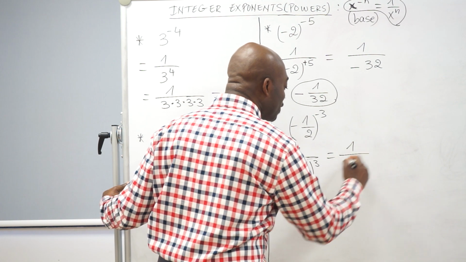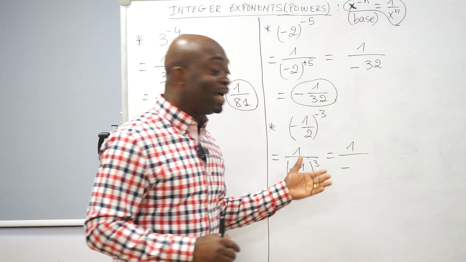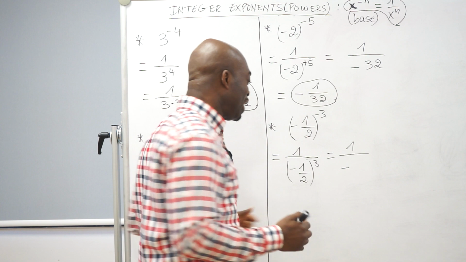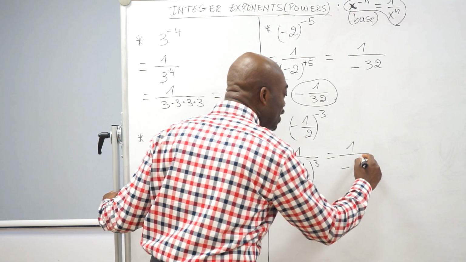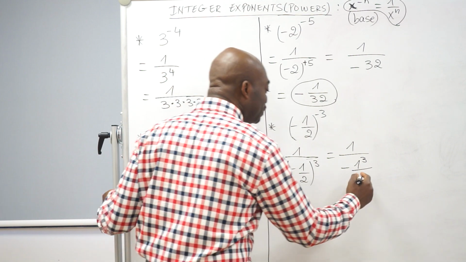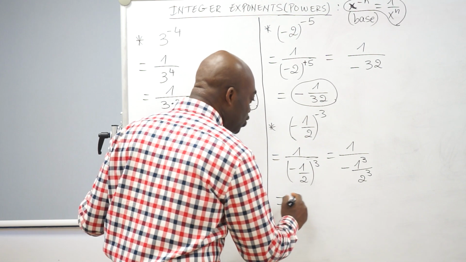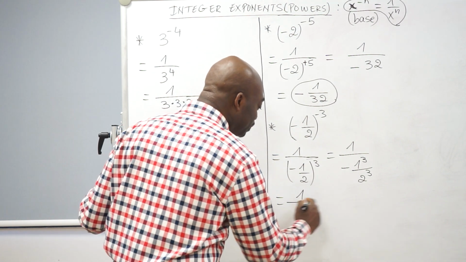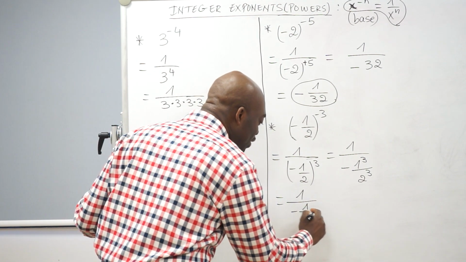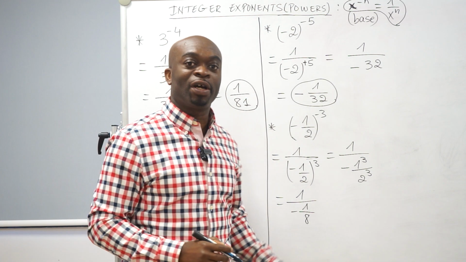So it's going to be 1 over negative. That'll give us a negative answer there. And then we know that 1 power 3 is 1 times 1 times 1. So it's 1 power 3 over 2 power 3, correct? So what would that give us? That would give us 1 over, so we end up with negative 1 power 3 is 1, and then 2 power 3 is 8.